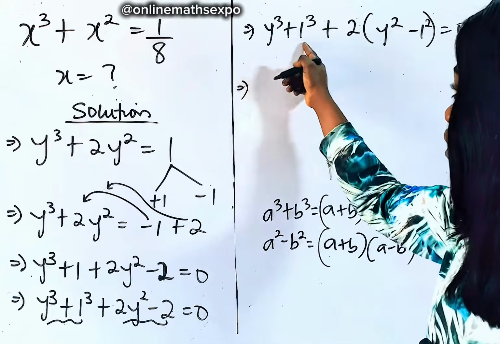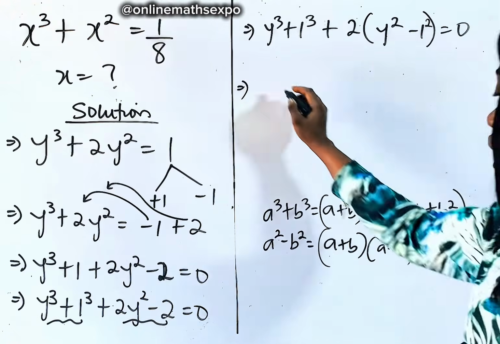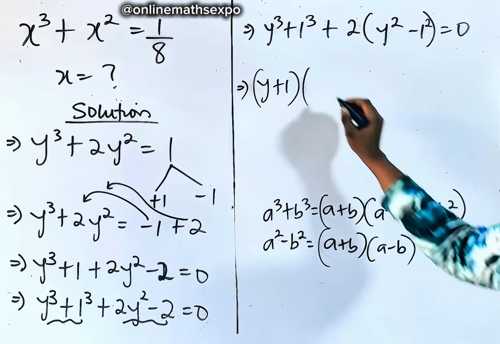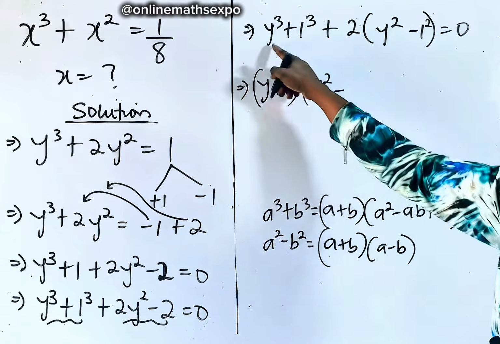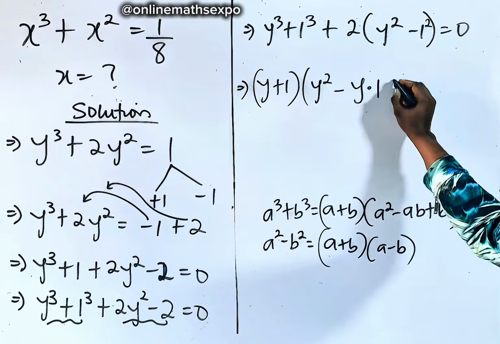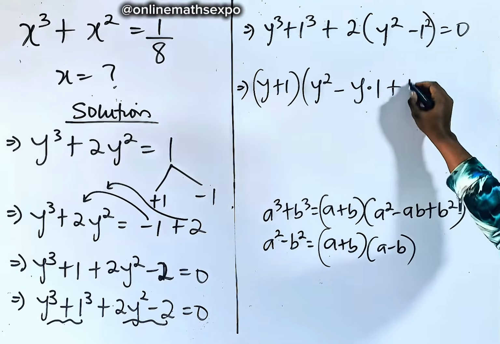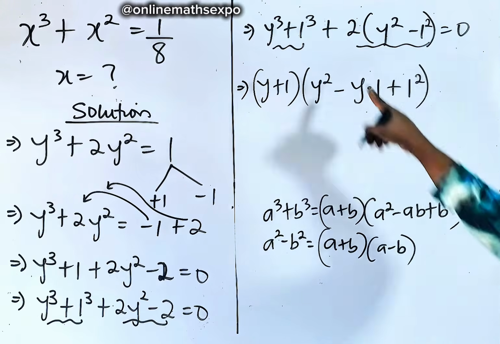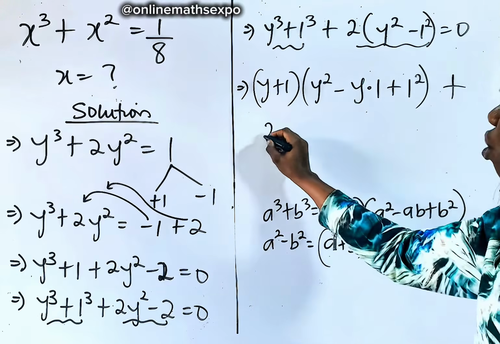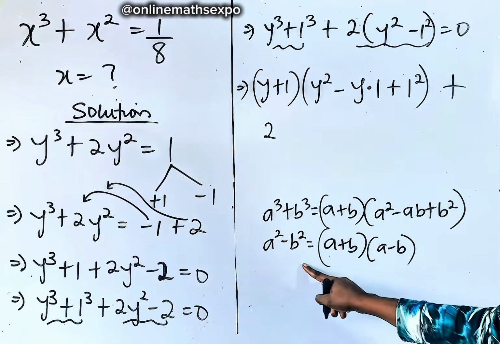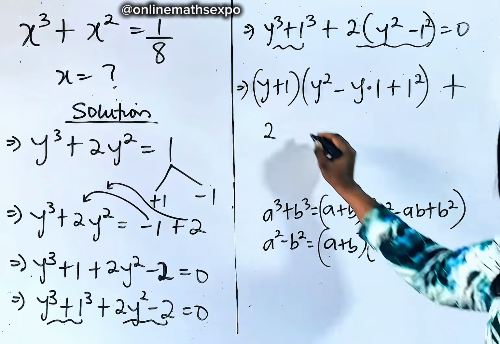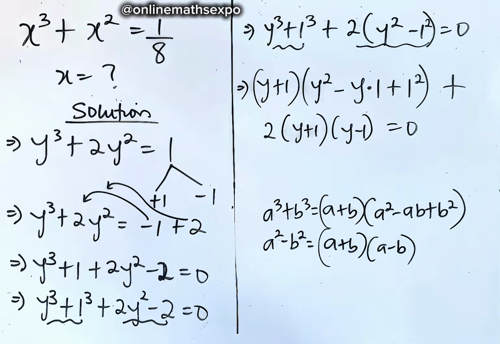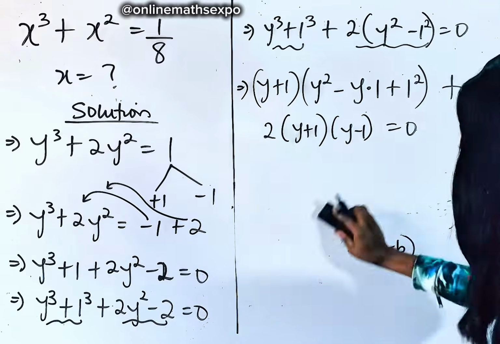So we are going to have, for this, we apply this. So you are going to have y plus 1 into, we are going to have y squared minus, multiply this, you have y multiplies 1 plus our b is 1. So we have 1 squared. That is for this. So for this, what do you have? Bring down this, so we have plus 2. For this, we are going to use the difference of two squares. So to have y plus 1 into y minus 1 is equal to 0. So keep solving from here.